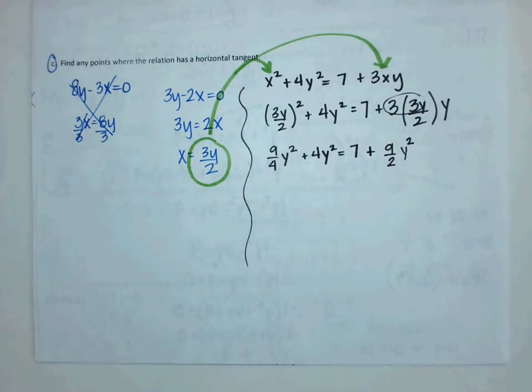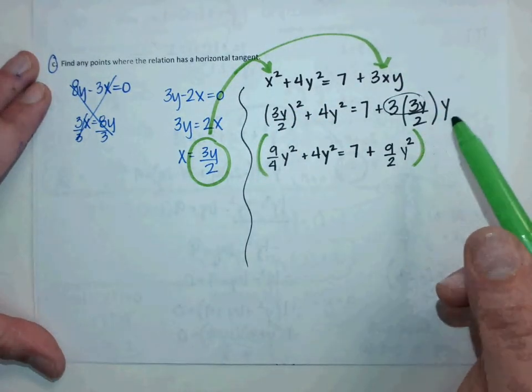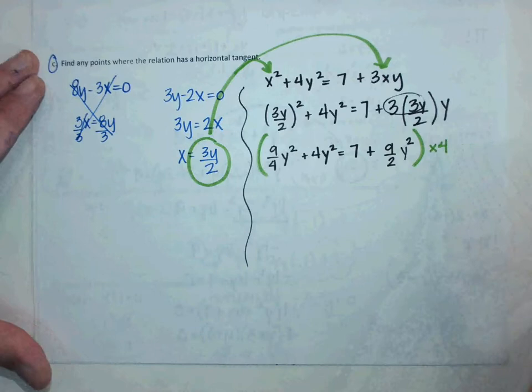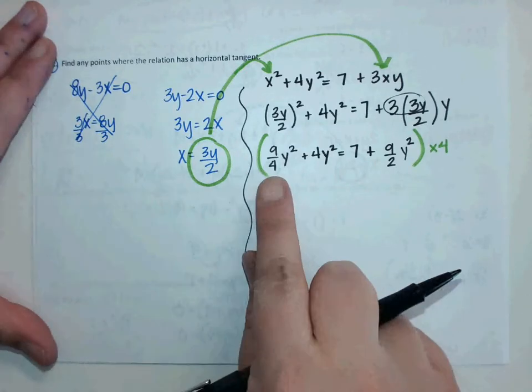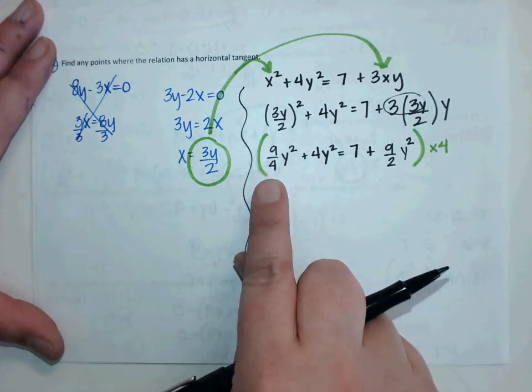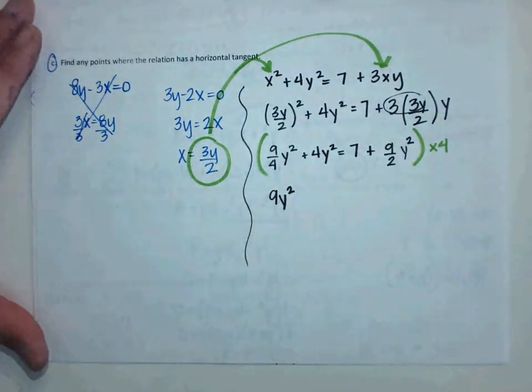Good to there? Okay, then I have several fractions, and they have different denominators. What could I times by that would kill off both of those fractions? If I times by 2, it'll only cancel out this one. So I'm going to times by 4. But remember, when you use that method, you have to times by 4 all the way across. I'm timesing by 4 to get rid of the 9 over 4. So when I do 4 times 9 divided by 4, what happens to the 4's? They go away, and I just have a 9y squared.